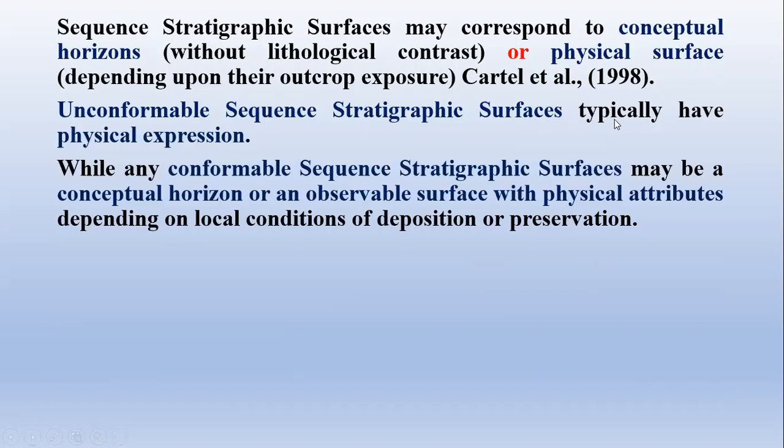Unconformable sequence stratigraphic surfaces typically have physical expression, while conformable sequence stratigraphic surfaces may be a conceptual horizon or an observable surface with physical attributes or features, depending on the local conditions of deposition or preservation. It means that conformable sequence stratigraphic surfaces can be conceptual horizons, or they can be observable surfaces with some physical features, but either way it depends upon the conditions of deposition or preservation at the time in which the surfaces are forming.